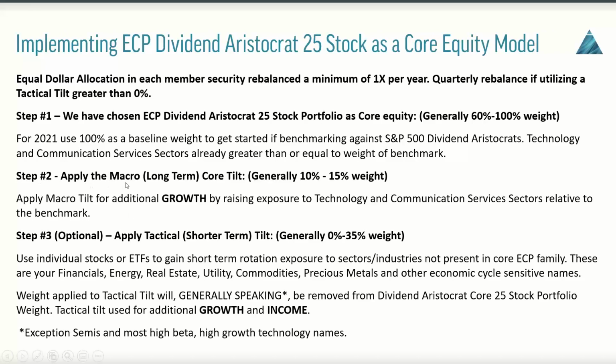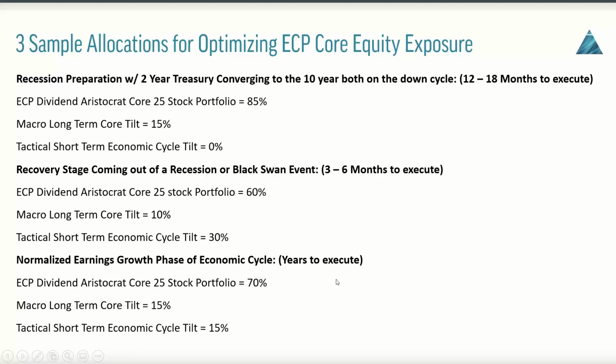And again, in step 2, when we're applying that long-term macro tilt, we're really doing that for growth. So growth is long-term, shorter term, you're tilting in for growth and income. Okay, that's what you got to remember. So let's just go through a couple of hypothetical examples of how you might use this depending upon where we're at in the business cycle. And there's certainly individual cases that are going to vary. I mean, this is really, really subjective depending upon growth versus income requirements. So just kind of keep that in mind.